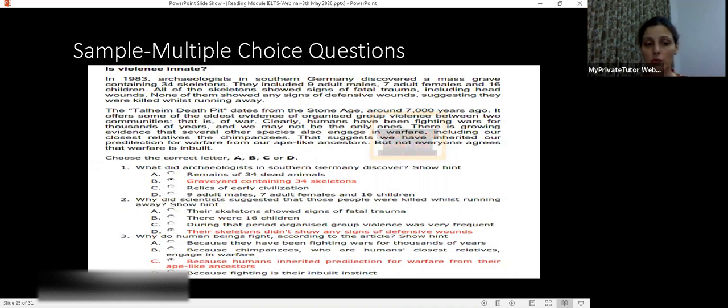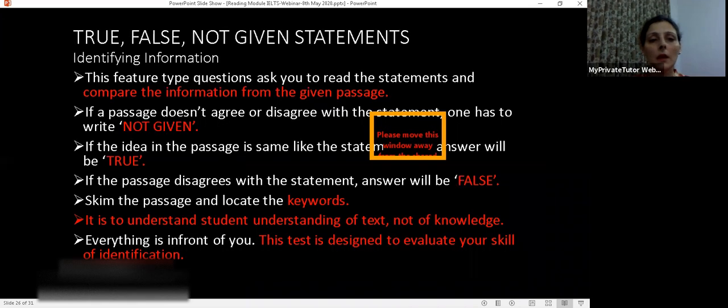You are going to follow the whole question. There are not going to be two or three options; there are going to be many options. So you have to be very, very alert in attempting all of these. Next, true, false, not given statements. Another question type: how are you going to identify the information?